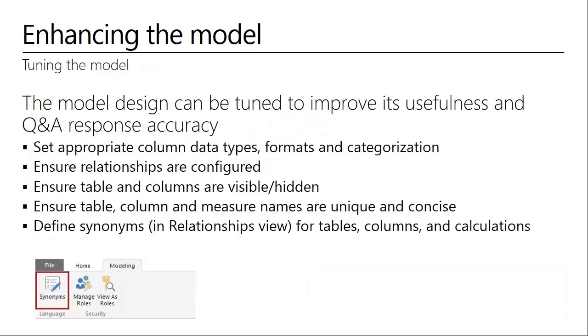Tuning the model is important to improve the usefulness of Q&A. You can do this by setting appropriate column data types, formats, and categorization, ensuring that relationships are correctly configured, ensuring that tables and columns are visible or perhaps hidden if you don't want them to be candidates for use in Q&A. Also ensuring that table, column, and measure names are unique and concise. And it's also possible to define synonyms in Relationships view to provide alternate names that your users may refer to for tables, columns, and calculations.